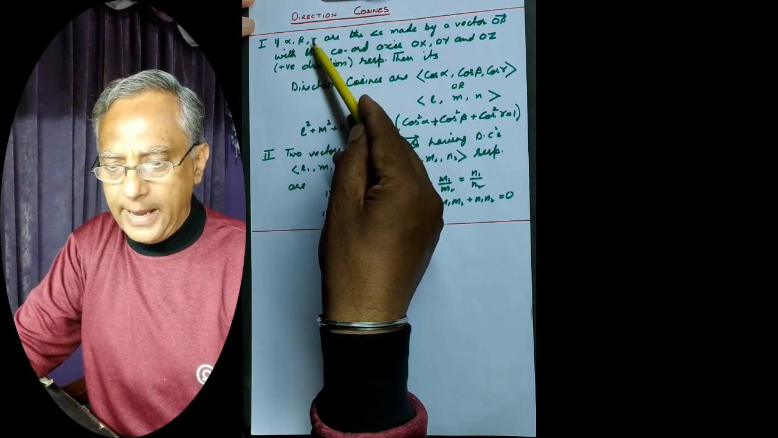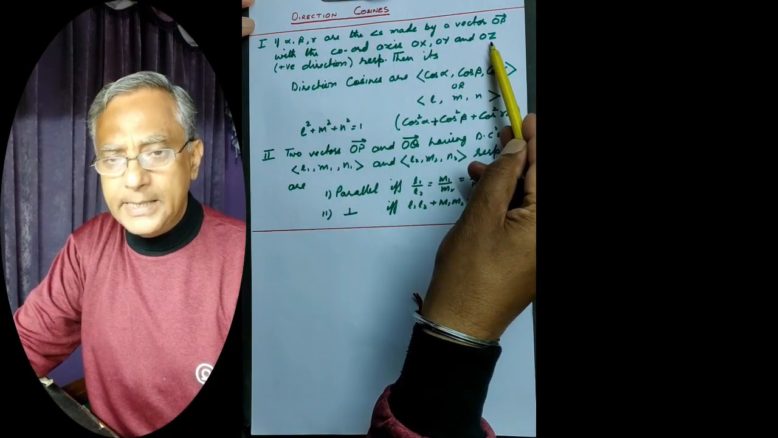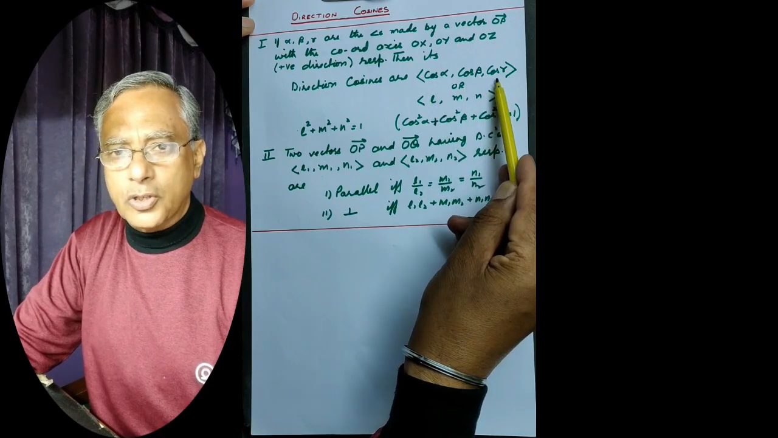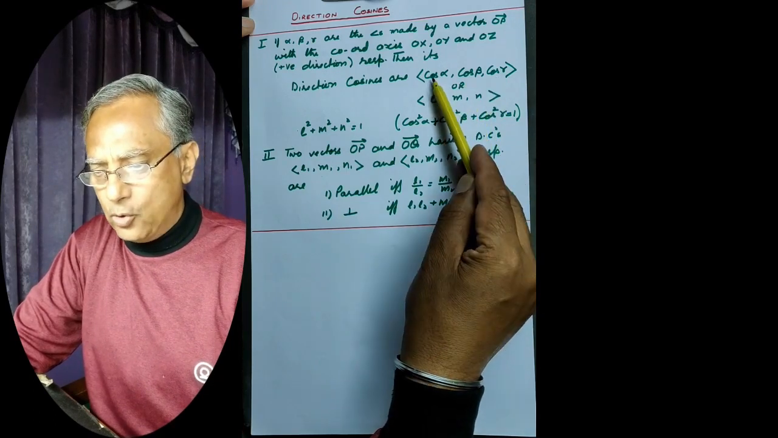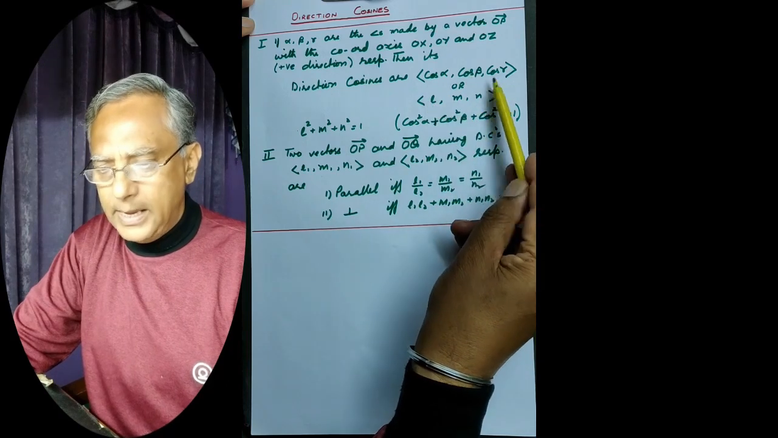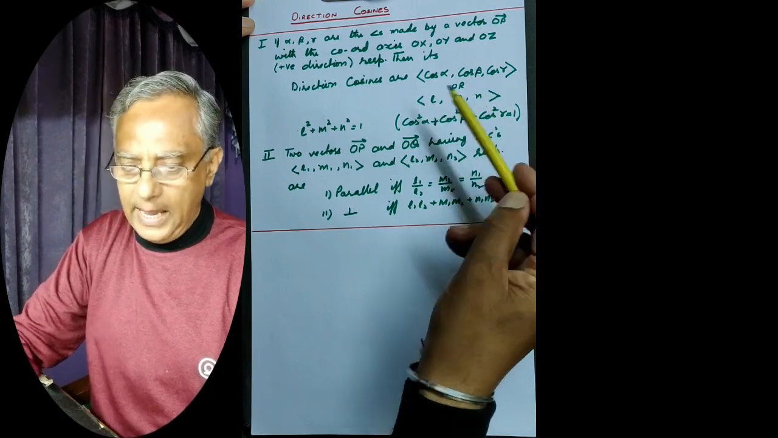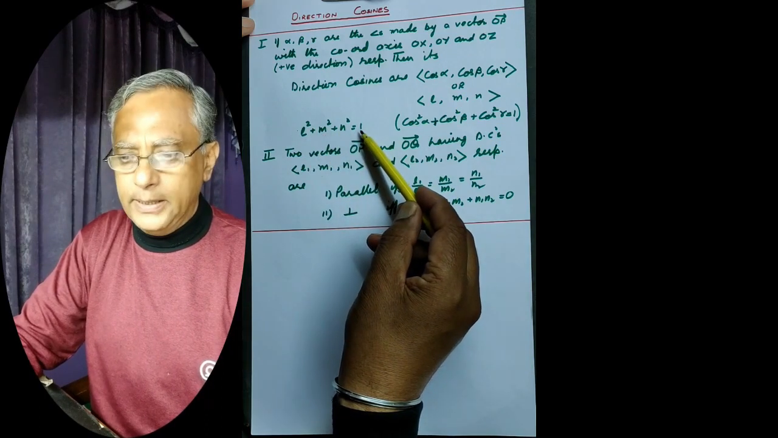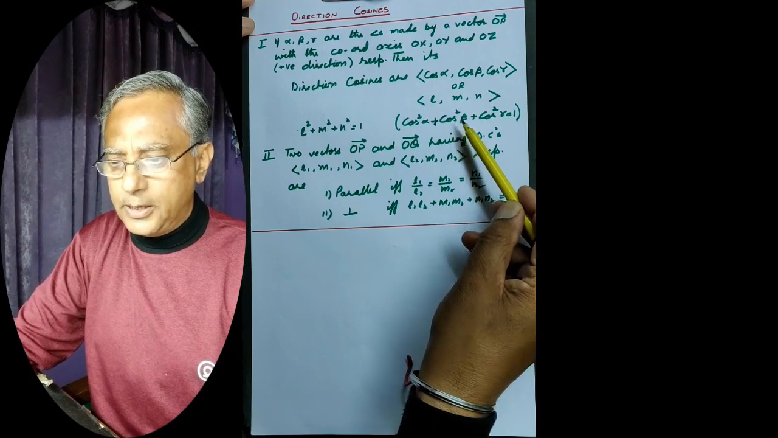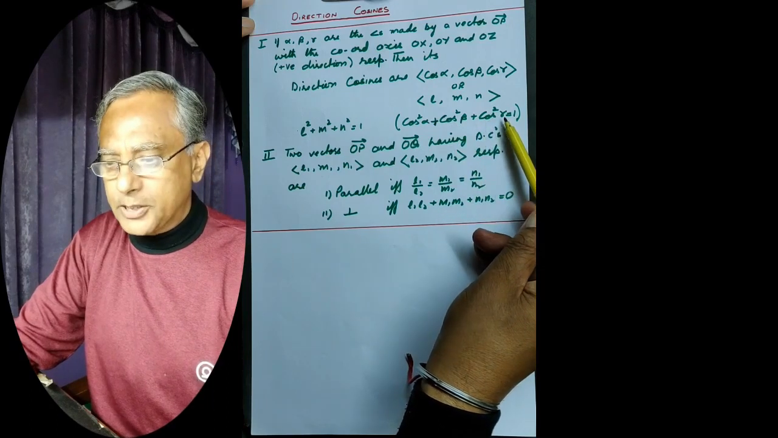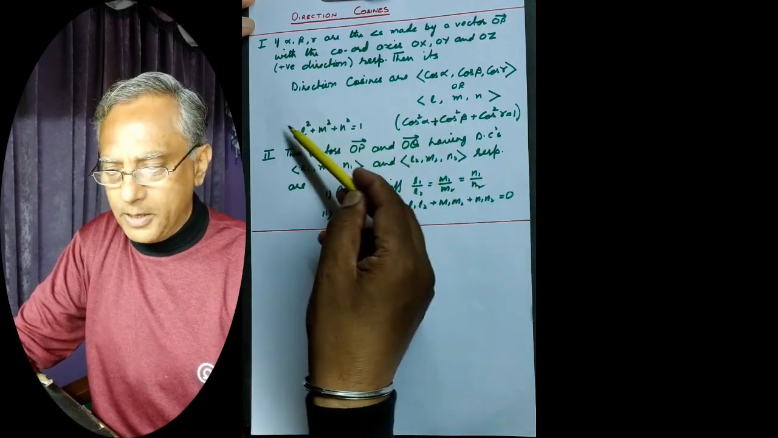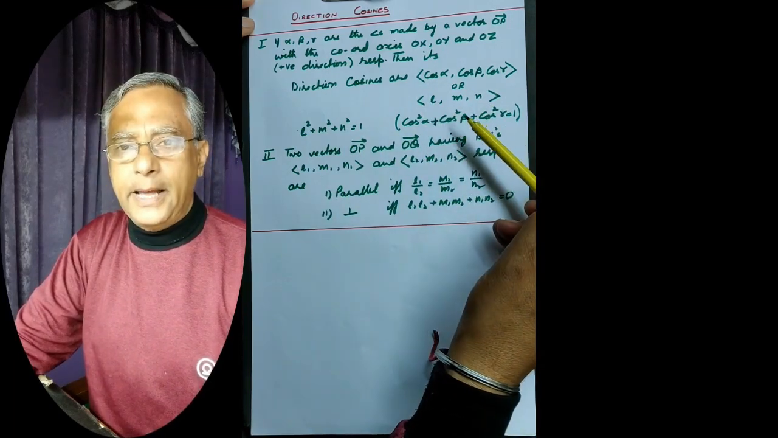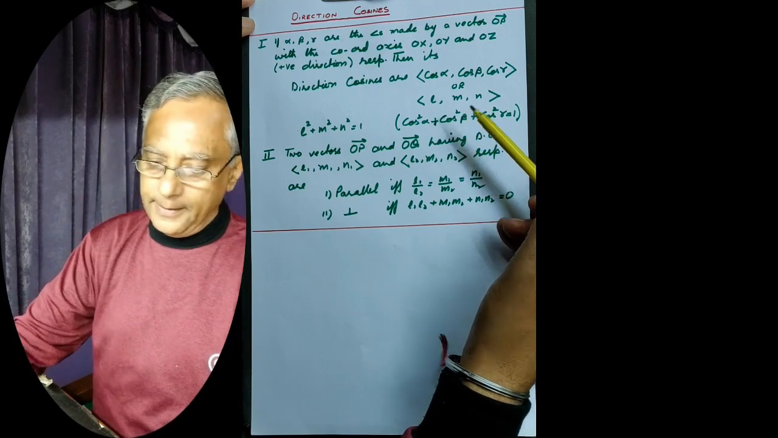Alpha, beta, gamma are the angles made by OP with these axes, then the direction cosines are cos alpha, cos beta, cos gamma, and sometimes also denoted by L, M, N. And L square plus M square plus N square must be equal to 1. That is, cos square alpha plus cos square beta plus cos square gamma must be equal to 1. This property must be satisfied if L, M, N are the direction cosines.